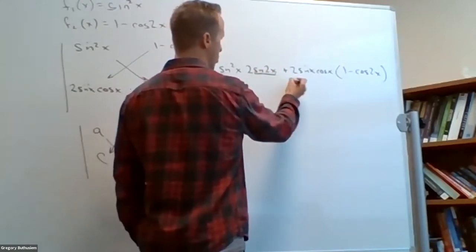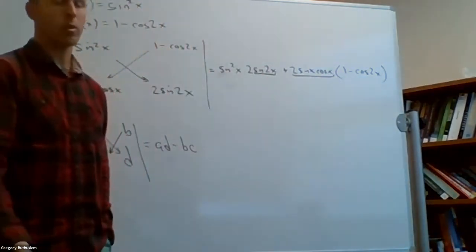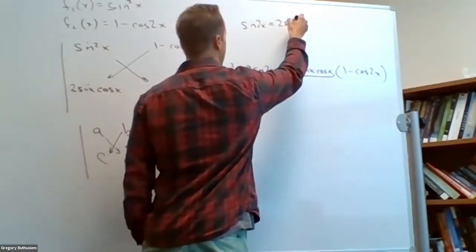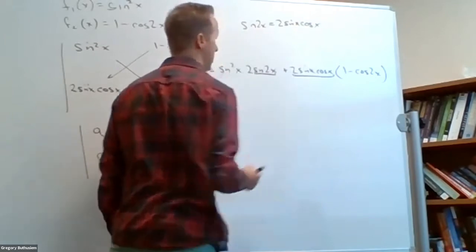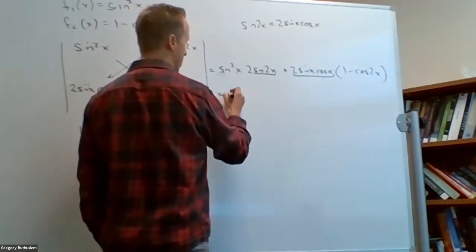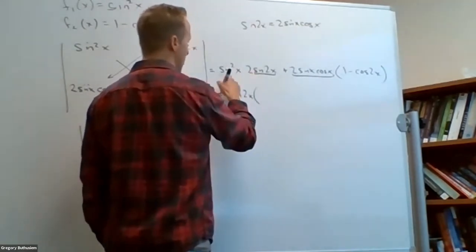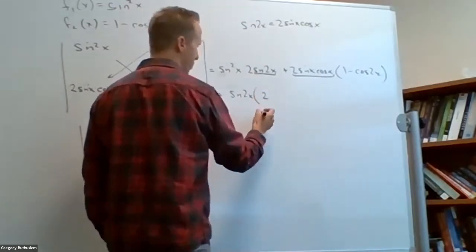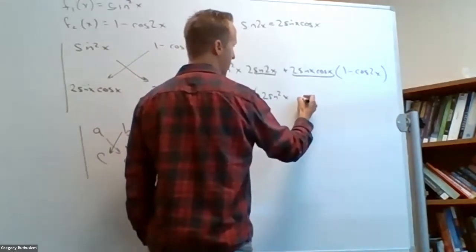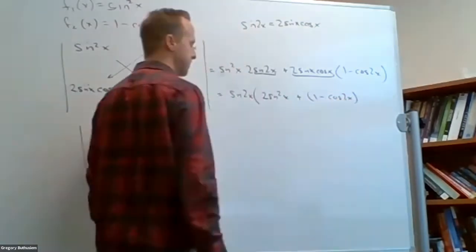Let's look at sine 2x and this 2 sine x cosine x and say that they're basically the same thing, right? Because we talked about that double angle identity, that sine 2x is equal to 2 sine x cosine x. So if they're the same, I could factor that out, and I'd be left with sine 2x factored out. I have 2 times this still, which is 2 times sine squared, and this is gone, so then I have plus 1 minus cosine 2x.